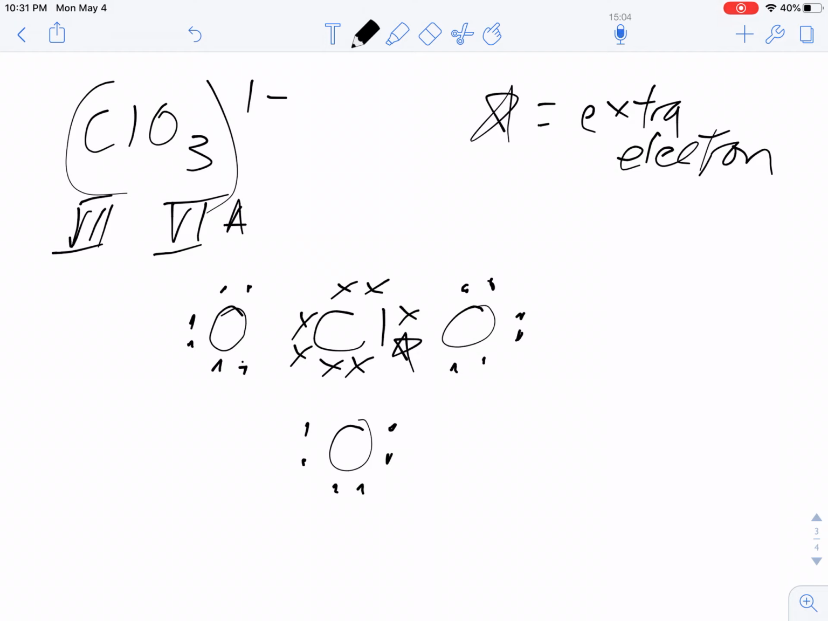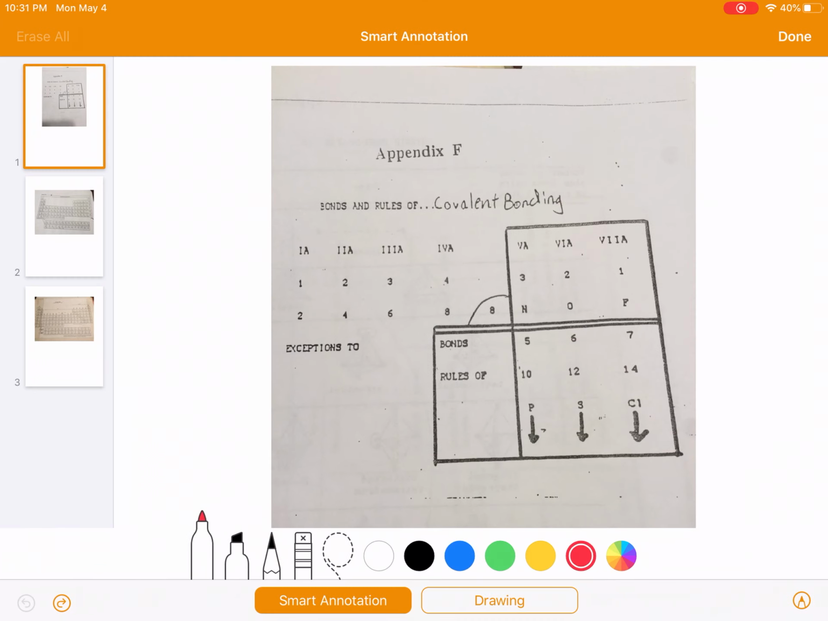The reason why I put it there is because I've done these a long time and I know kind of how this needs to work. Oxygen must have 8 electrons when it's done, and chlorine must have 8. How do I know that? Oxygen is in group 6A, it follows the rule of 8. Chlorine is in group 7A, it also follows the rule of 8.